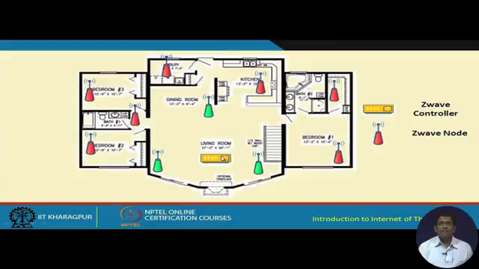As we can see in this particular example, the controller has one hop communication with these green colored nodes. However, the controller to these red colored nodes is multi-hop. They are not within the one hop communication range. So, if this controller has to communicate with this red colored node in this particular room, then it has to do so via this green colored node.